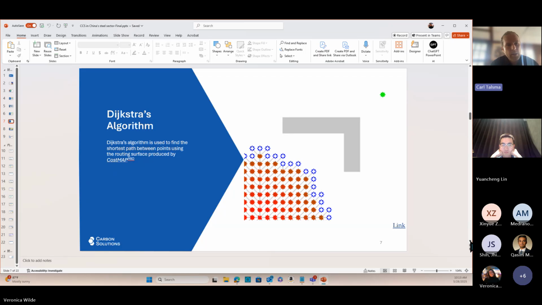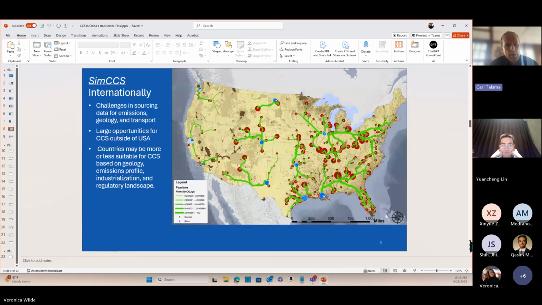So you can go to the next slide. I think I've got one more. Okay, so this is what a typical SIMCCS result would look like for the US. You can see, again, we have sources and sinks and all the pipelines going in between. And this is just an example of a big national level run that we would do.